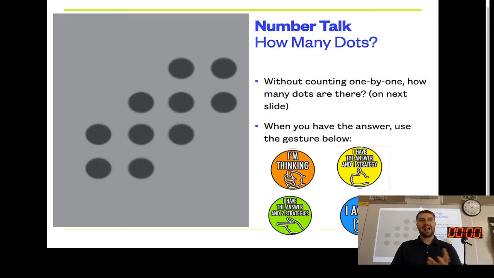Awesome. So if you got 10, that is awesome. If you didn't, I'd love to hear you thinking about how you got a different number. For me, I went diagonally. I saw there were 3 dots, and then 4 dots, and then 3 dots. I took the 2 sets of 3. I knew 3 plus 3 was 6, plus the 4 in the middle was 10. I'd love to hear what you said as well.